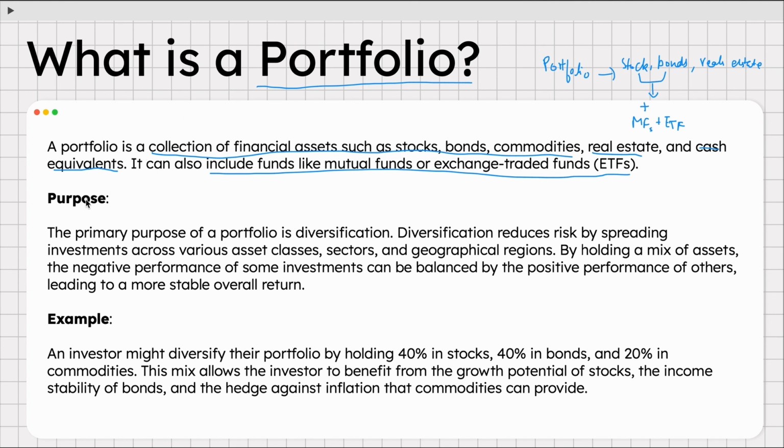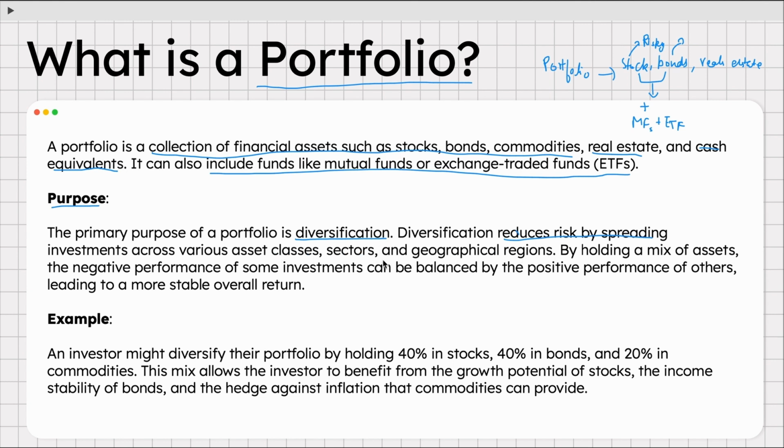Okay, so now let's come to the purpose. The primary purpose of portfolio is diversification. So let me cover this. So as I told, right, stocks are risky, right? But whereas if you buy government bonds, right, they are safe, they are backed by government. And so if you add bonds to your existing portfolio of stocks, right, the overall risk of your portfolio reduces. Got the point? So see, diversification reduces risk by spreading investments across various asset classes, sectors and geographical regions.